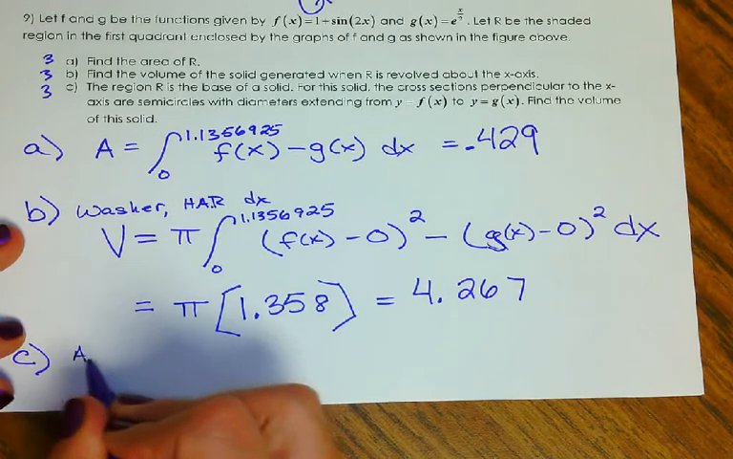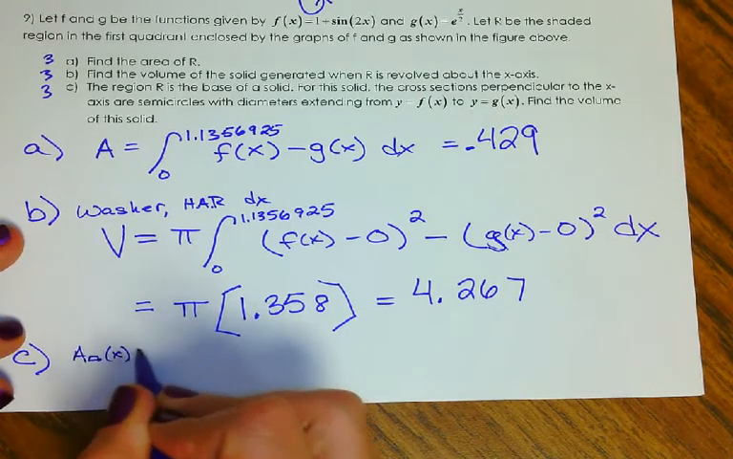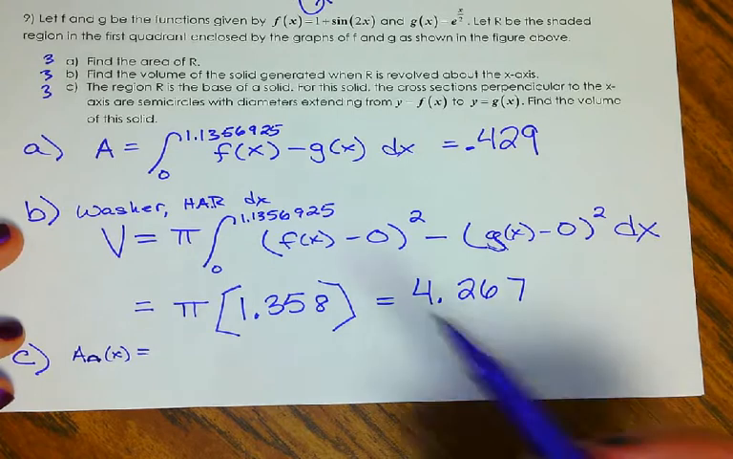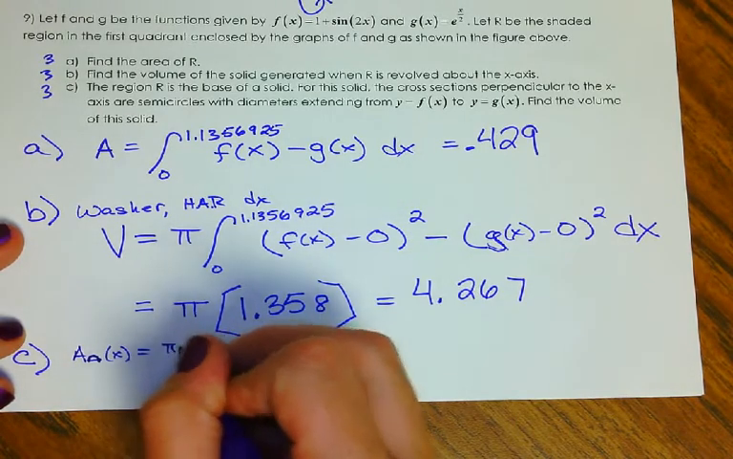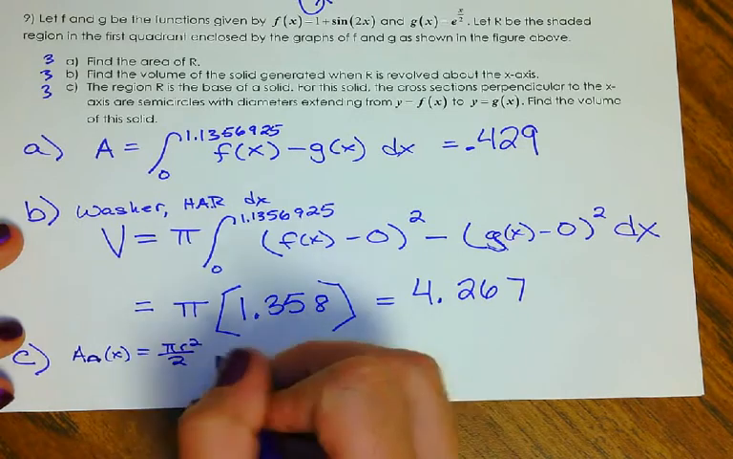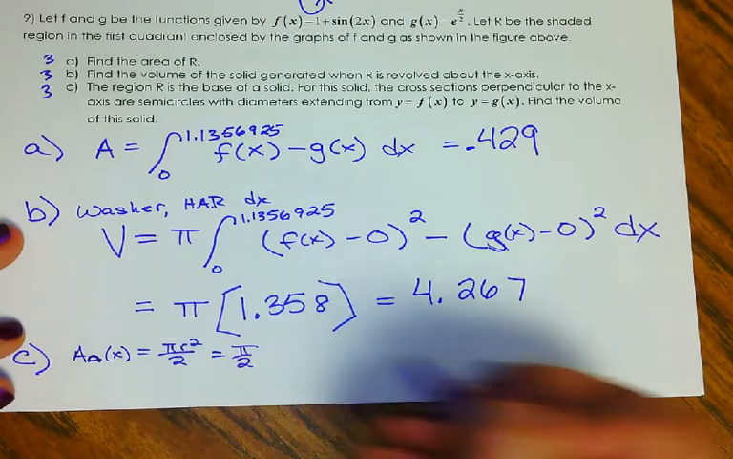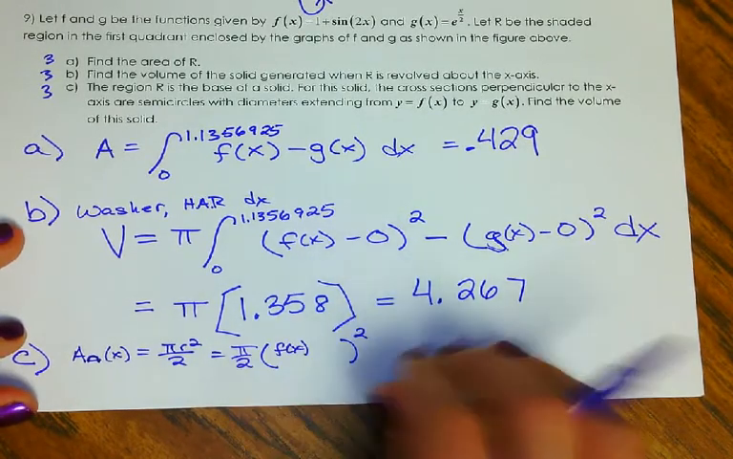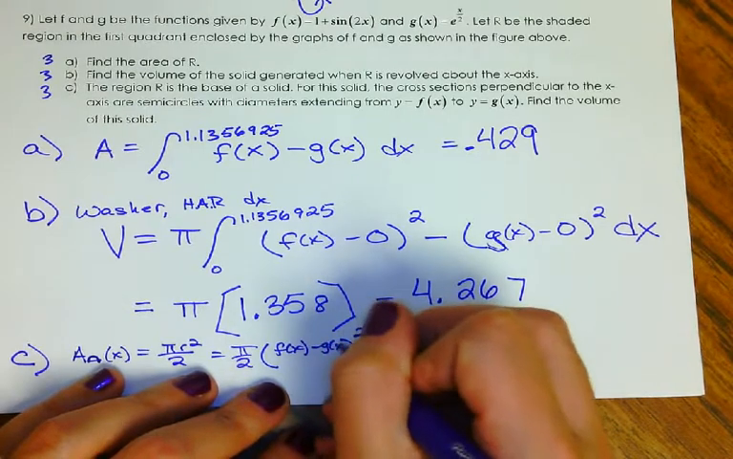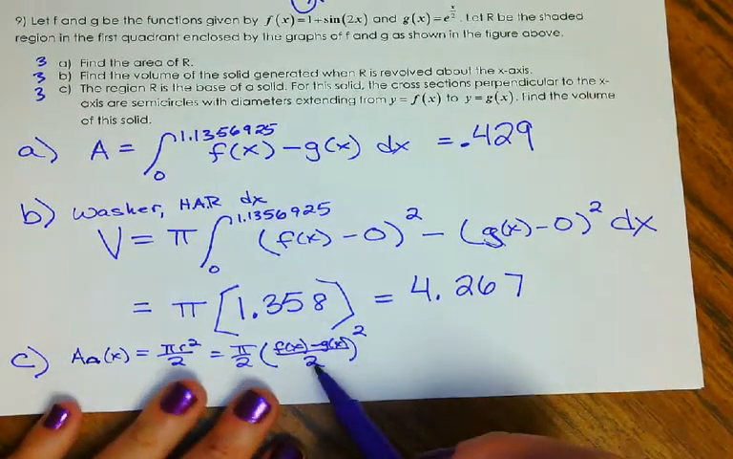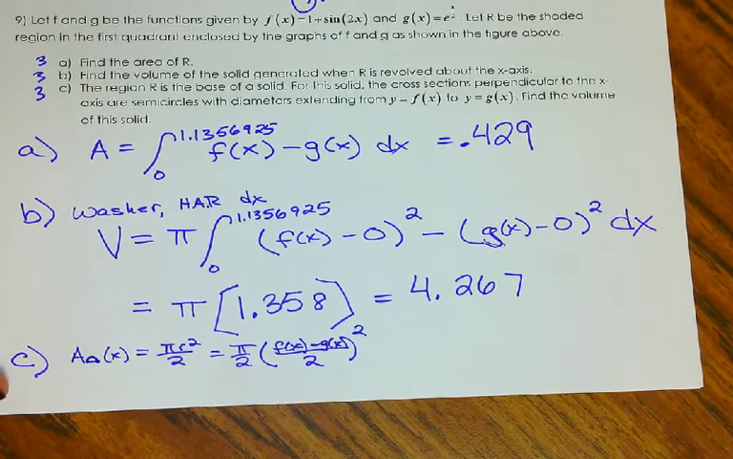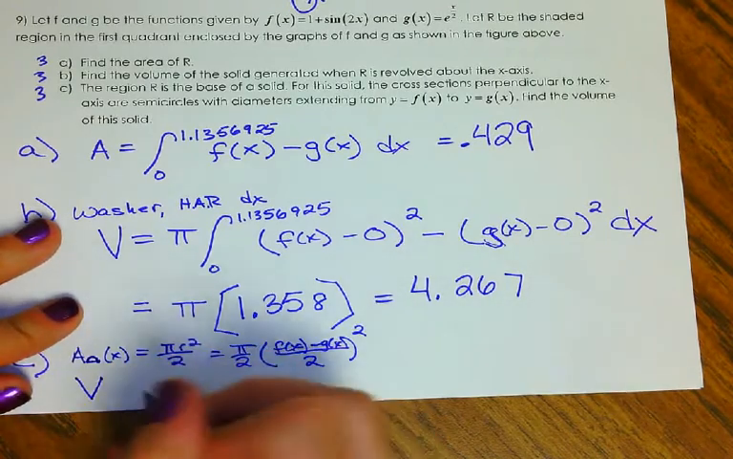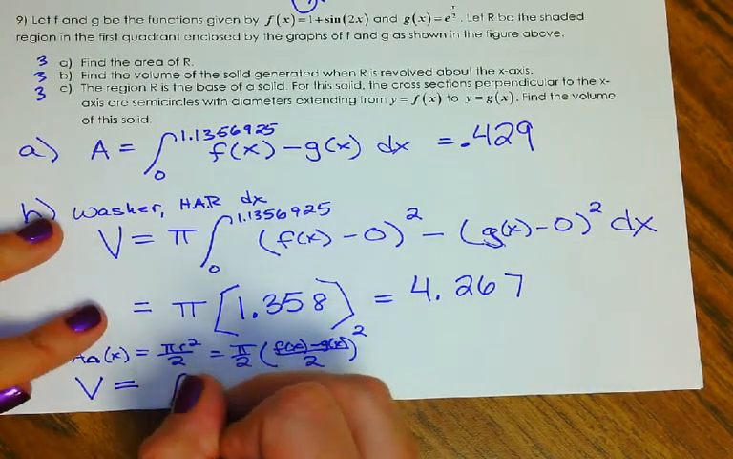So I'm going to start by saying the area of a semicircle, and we're going to the x-axis, so it's with respect to x. That's going to be pi r squared over 2. And for this problem, I'm just going to leave that pi over 2 out there. The radius squared is going to be f of x minus g of x, but we have to cut that in half in order to get to the radius. Then we're going to square it.